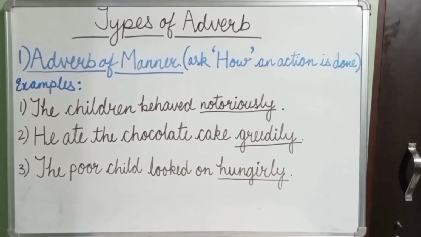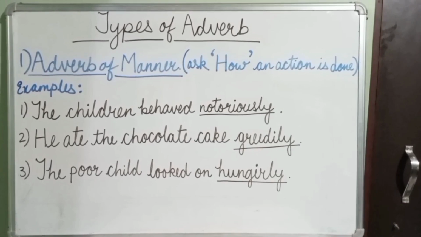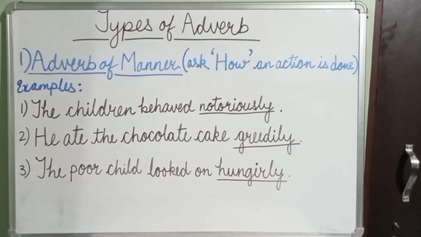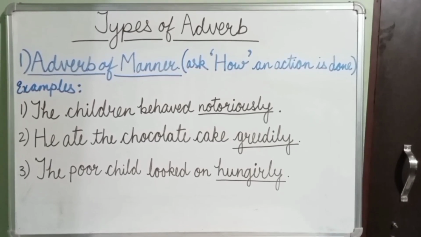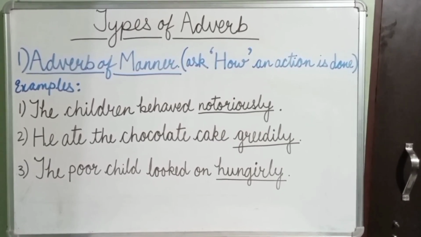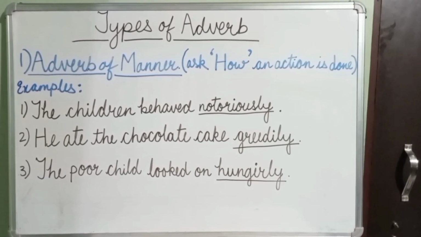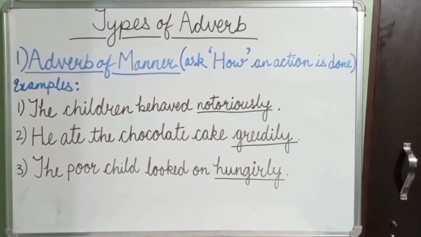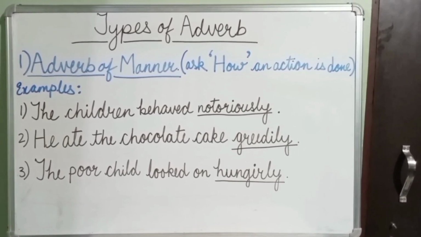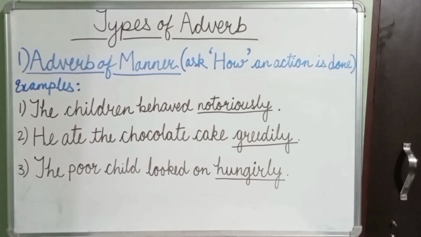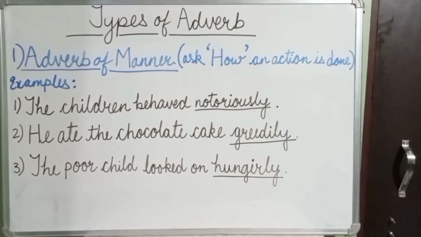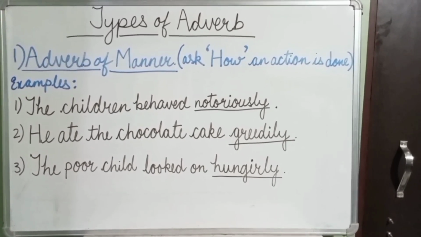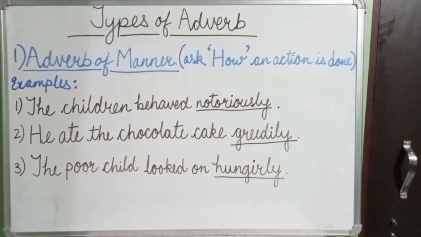Number 2, he ate the chocolate cake greedily. If I ask a question, how did he eat the chocolate cake? The answer comes greedily. So, greedily is our adverb. Number 3, the poor child looked on hungrily. If I ask a question, how did the poor child look on? The answer comes hungrily. So hungrily is our adverb.